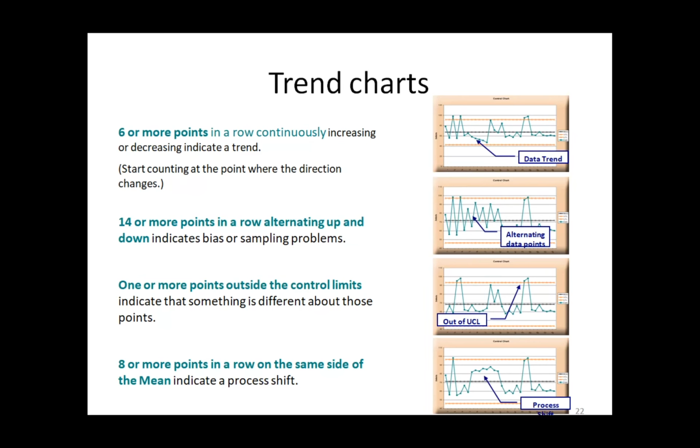And the last two, as you see on this slide, one or two, and this is what we already talked about, outside the limits. Something drastically different happened, or 8 points on the same side of the mean. That also indicates something different happening. And if it is good, we can sustain it. If it is not good, we'll have to check what's happening and take corrective measures proactively.